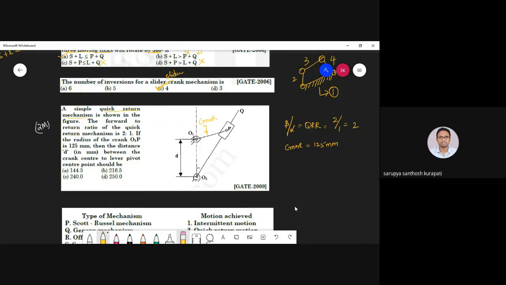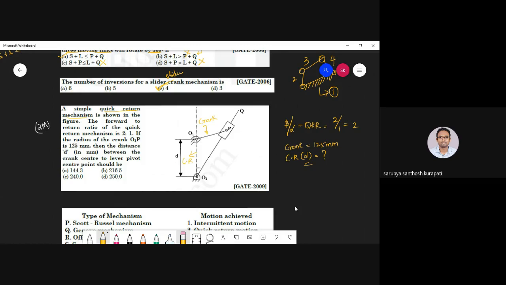Next, the distance D. What is the distance D? This is nothing but the coupler or connecting rod. So he is asking you to find out the connecting rod length between the crank center and the lever pivot center point. He gave the crank length. You need to find this. So how can you find it?